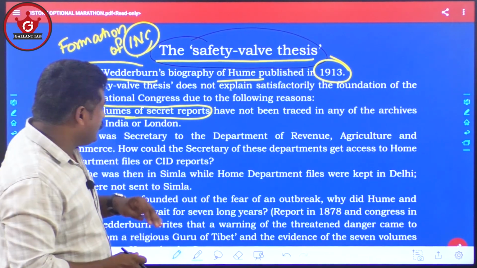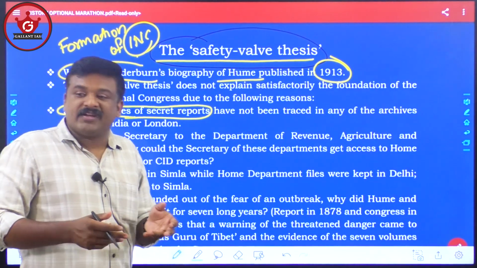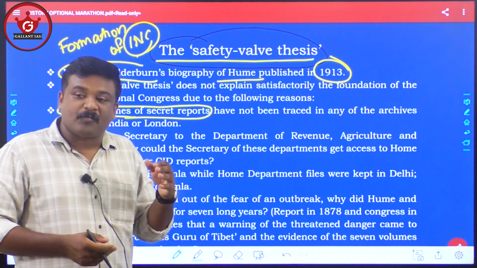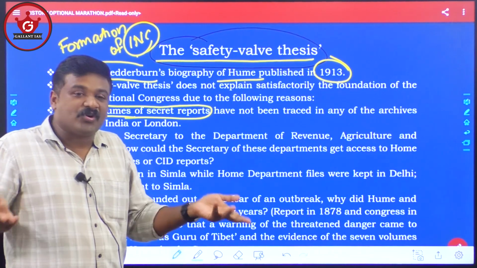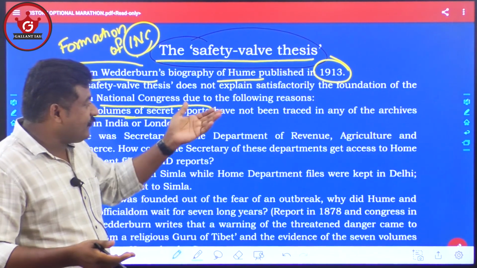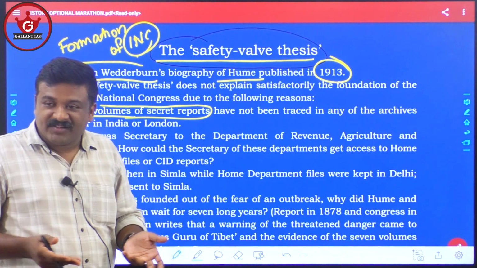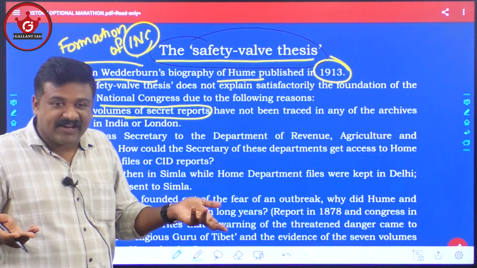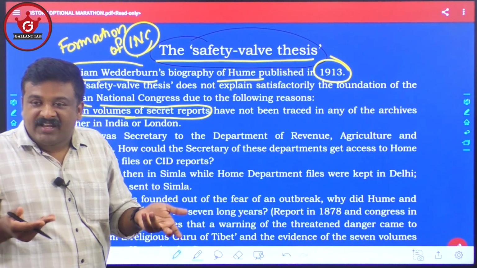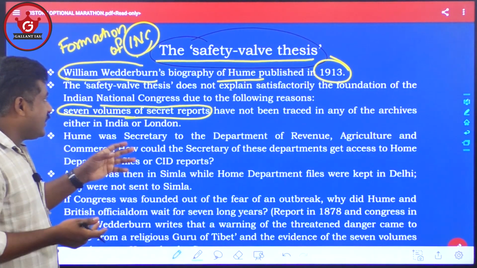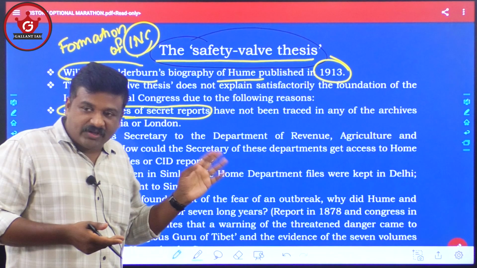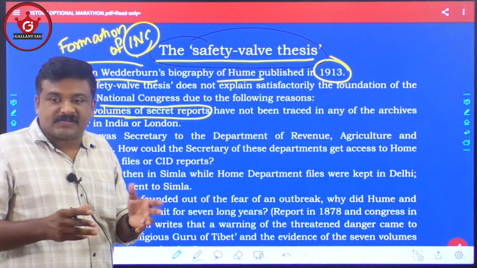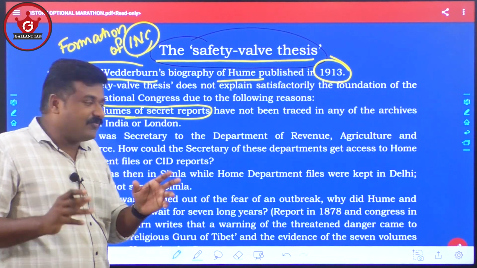But here the counter view is, there is no historical evidence that these 7 volumes of secret reports were sent to Simla. No historical proof is there. None of the archives is available now. We don't have any evidence of that. That is why this safety valve thesis, according to which he formed INC because of these reports, is a little bit misty and a little bit confusing.